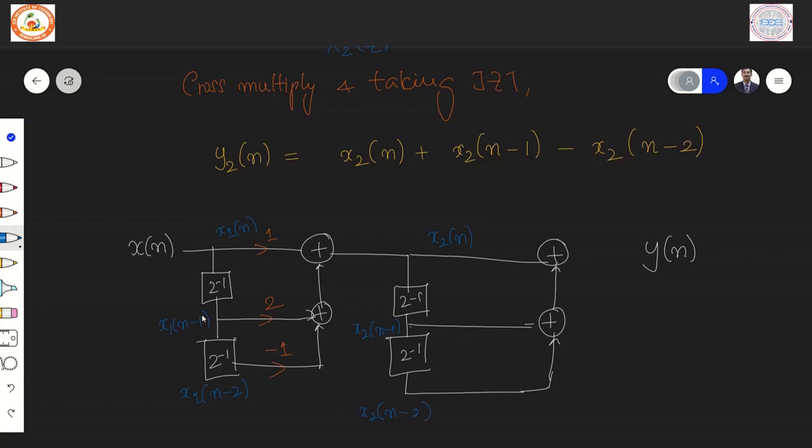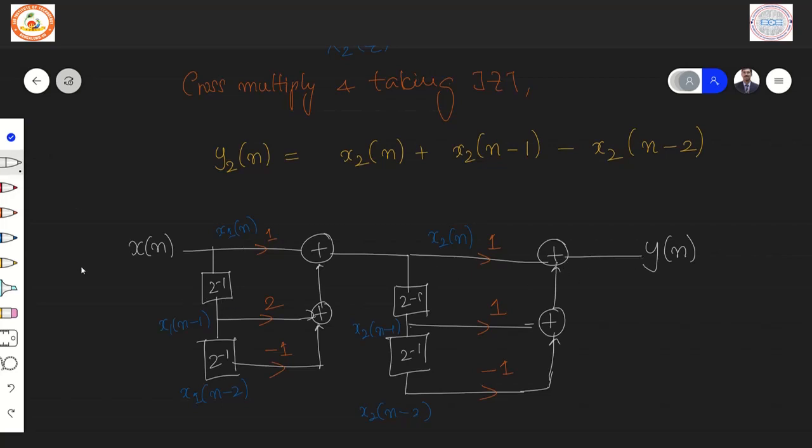The second difference equation tells us about the scaling. So x2(n) has no scaling, or scaling by 1. The second one is also scaled by 1. The third one is scaled with minus 1. So this input produces the corresponding output. So y2(n) should be the same as the final output.